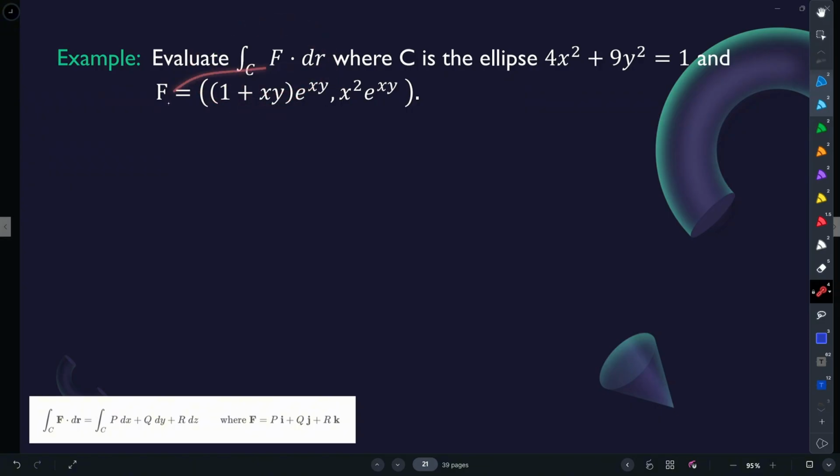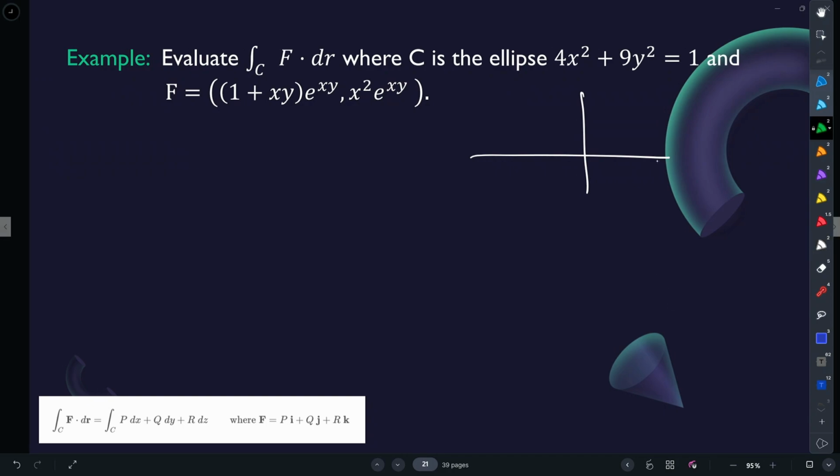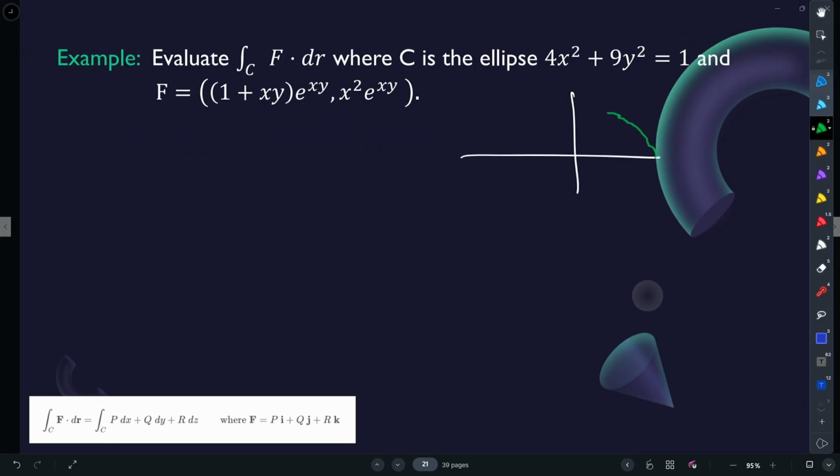The integral of this vector field, where C is an ellipse. They're telling me that the path is an entire ellipse. So it's going to be something like this. And I can parameterize it starting from here. I start here, I go, and end at the same place. So that is going to be a closed loop. So if I'm able to show that this vector field is conservative, then I am done.